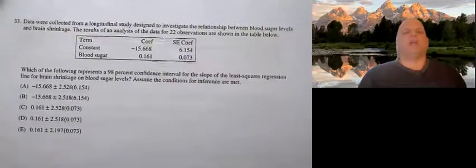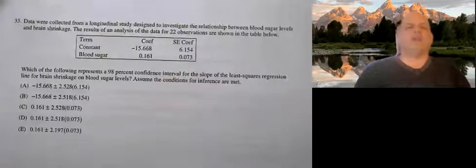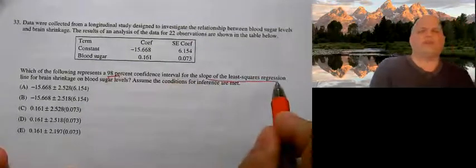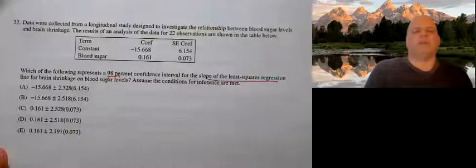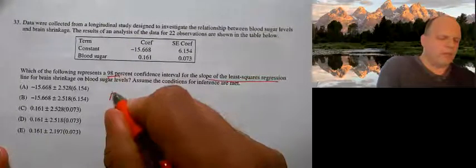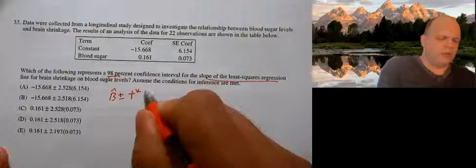Data were collected from a longitudinal study designed to investigate the relationship between blood sugar levels and brain shrinkage. The results of an analysis of the data for 22 observations are shown in the table below. Which of the following represents a 98% confidence interval for the slope of the least squares regression line for brain shrinkage on blood sugar levels? Assume the conditions for inference are met. So when we're doing this, it's basically beta hat plus or minus T star times the standard error.